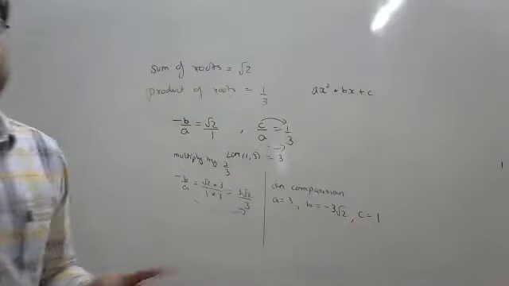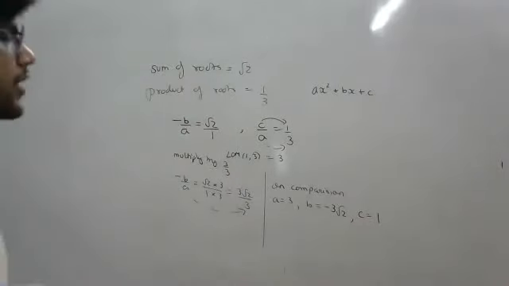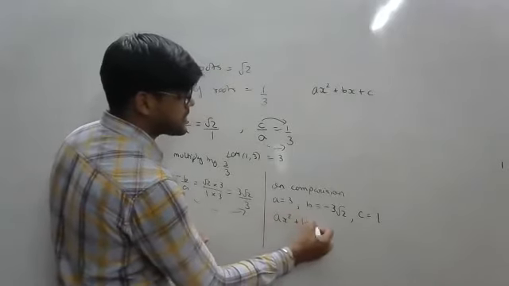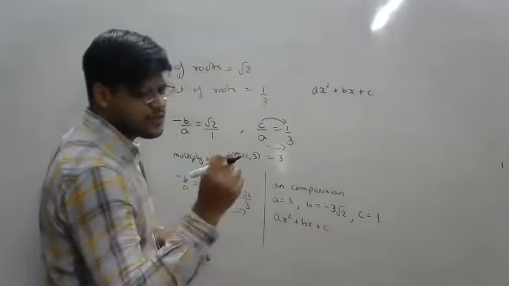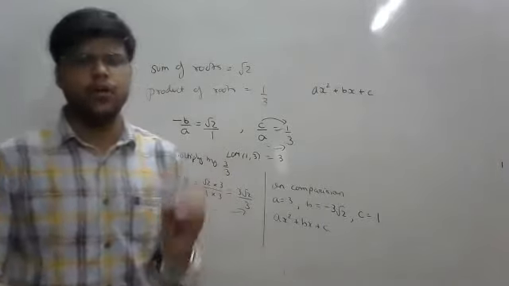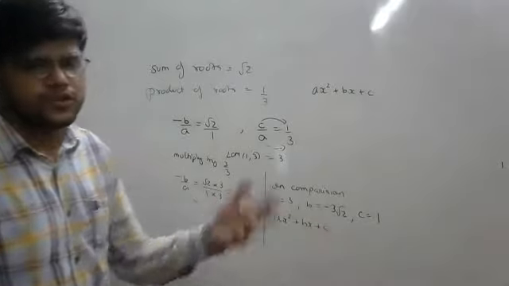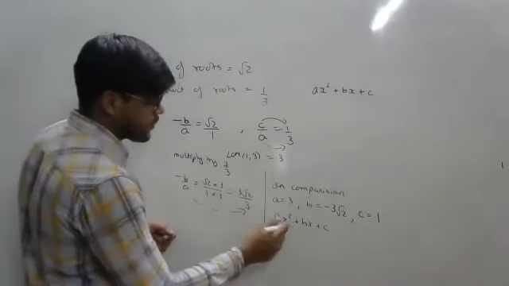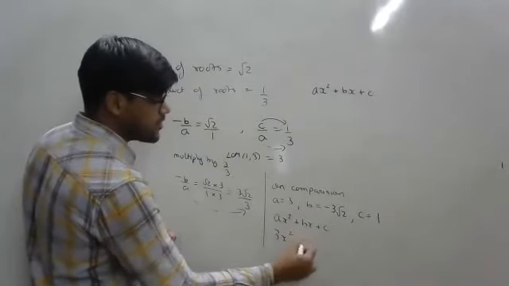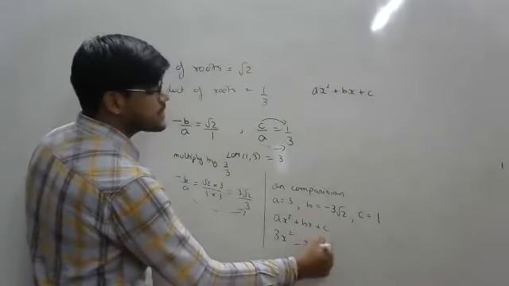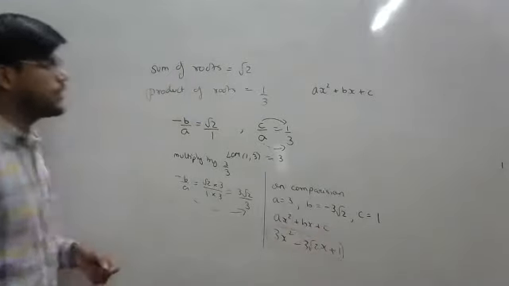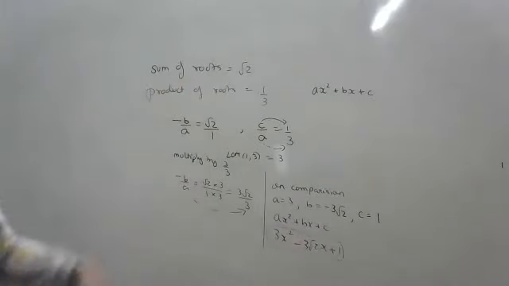Now out of these three values you can form your quadratic equation. So your quadratic equation is ax square plus bx plus c. So quadratic equation, quadratic polynomial. I should use the right word. Even you should use that, quadratic polynomial. When I don't write equal to 0, it is not an equation. So it will be 3x square minus 3 root 2x plus 1. This is the required quadratic polynomial which is satisfying these two conditions.